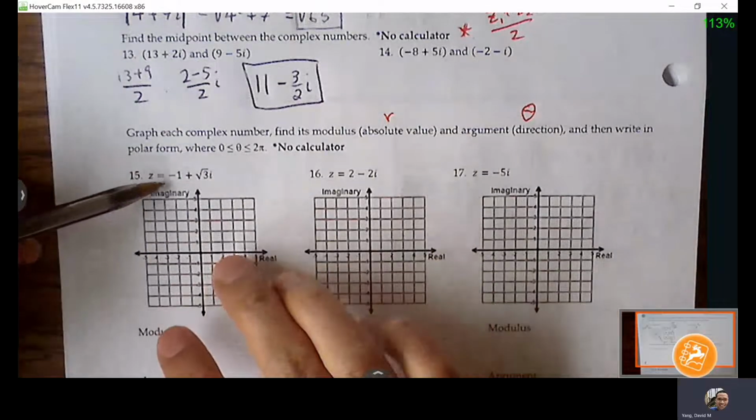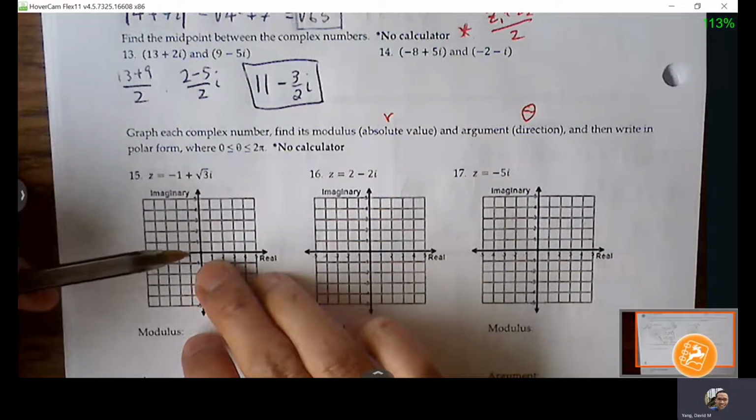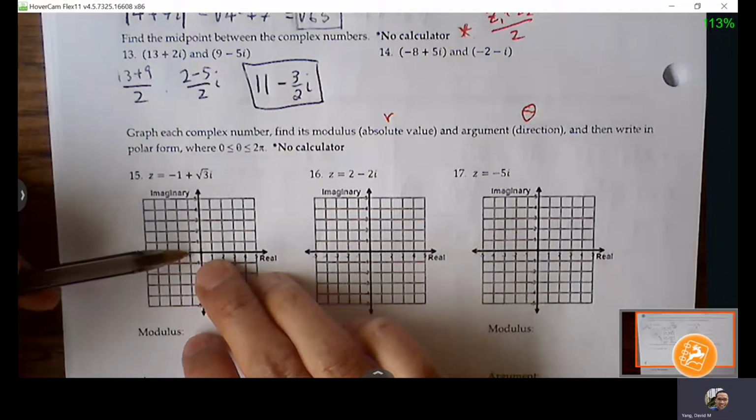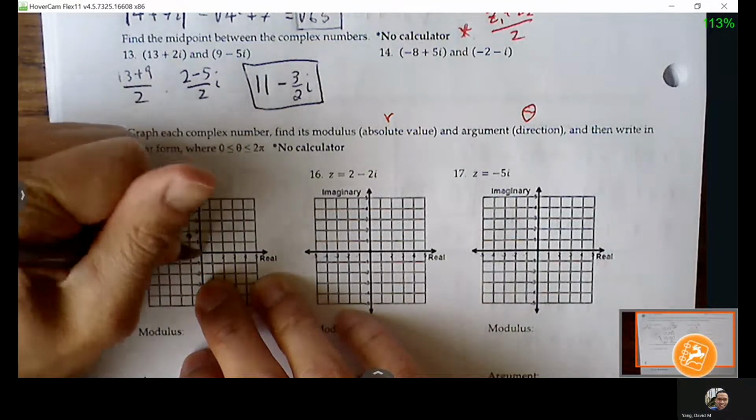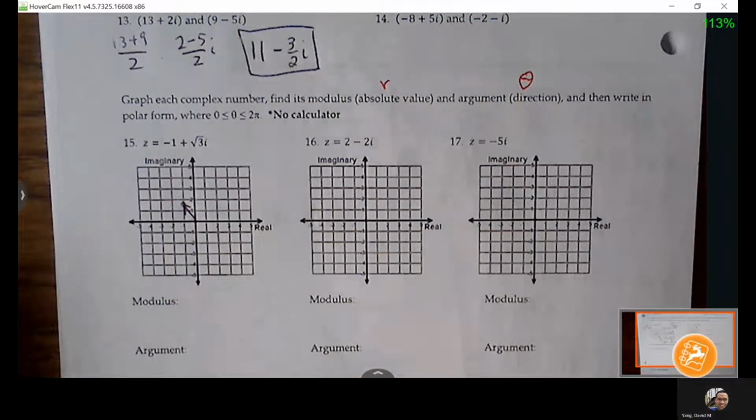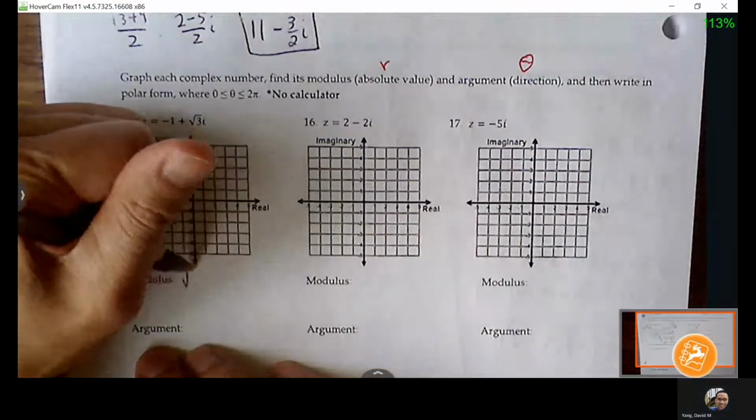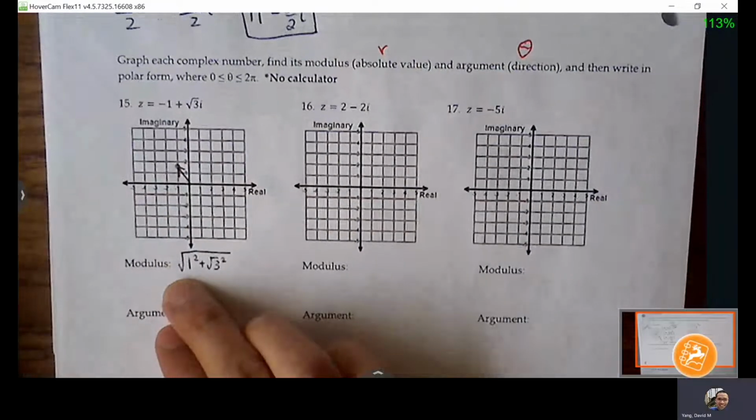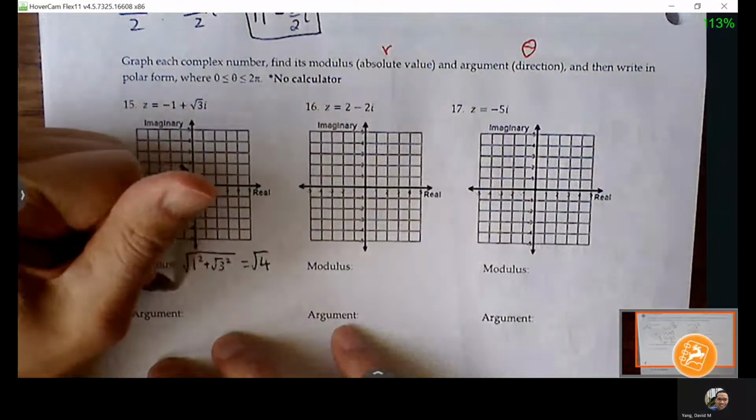Okay. So -1 plus √3i, we just approximate where √3 is. It's between 1 and 2, so it's around 1.7. So you're going to go left 1 and up 1.7. Just get it into vector form there. Modulus is just distance, Pythagorean theorem. One squared is 1, √3 squared is 3, 1 plus 3 is 4, and the square root of 4 is 2.